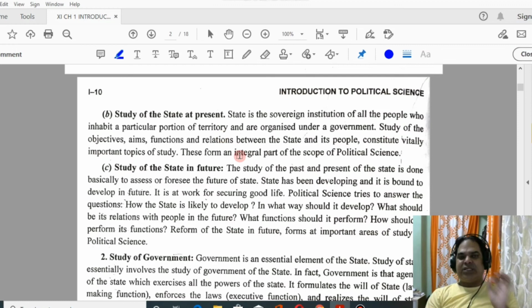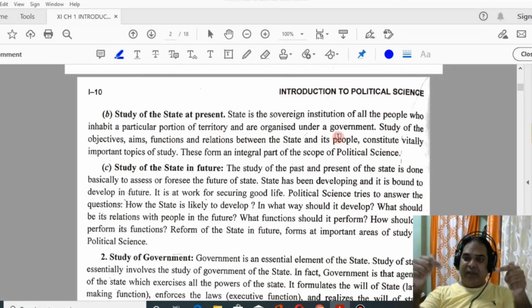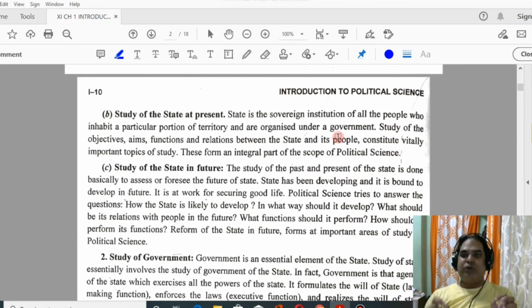Okay, now what is the study of the state? The study of objectives, aims. What is the purpose of the state? What is the aim of the state? What is the function of the state? What is the relation between the state and the people? People live in a state, so what should be the relation between people and the state? That also needs to be understood clearly and studied properly. This is one of the important topics.